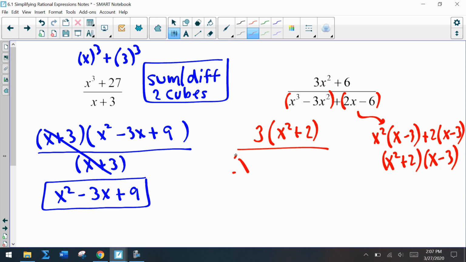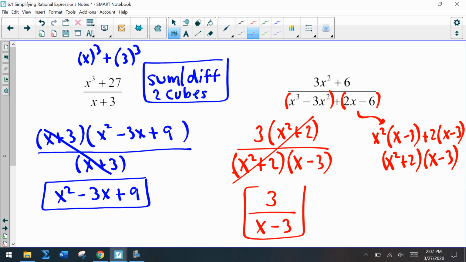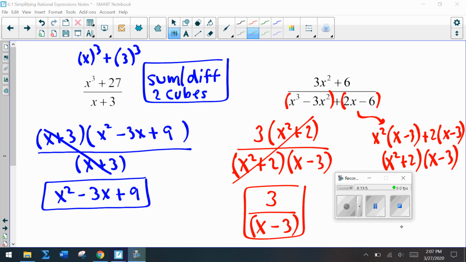So we have x squared plus 2, x minus 3, and now we have this common factor. We're going to reduce. So we're left with 3 over x minus 3. Again, if we place parentheses around this, it will avoid us reducing these 3's. So that's the end of this lesson, and please go back if you need anything reviewed.